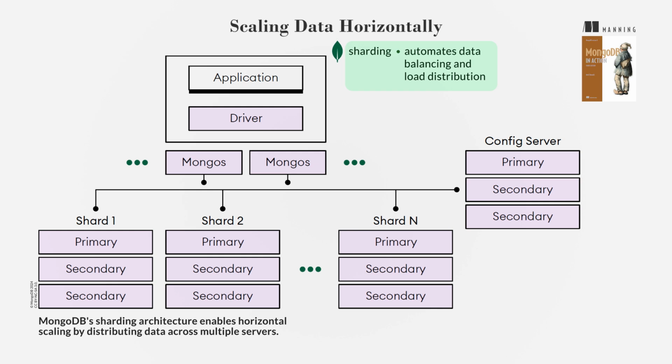Key components of a MongoDB sharded cluster include Mongos, the query router, config servers, and shards, which are replica sets. Starting with MongoDB version 8.0, configuration servers can be integrated with data nodes, reducing operational overhead.